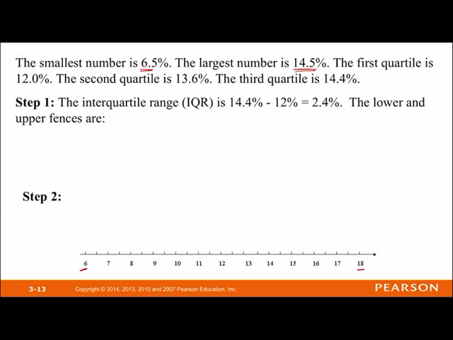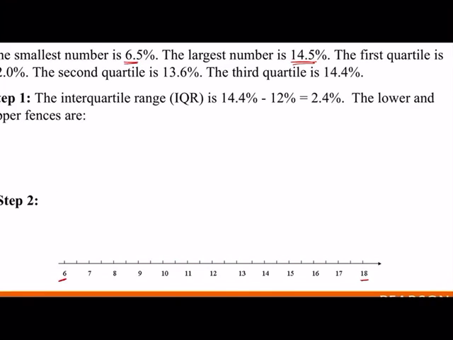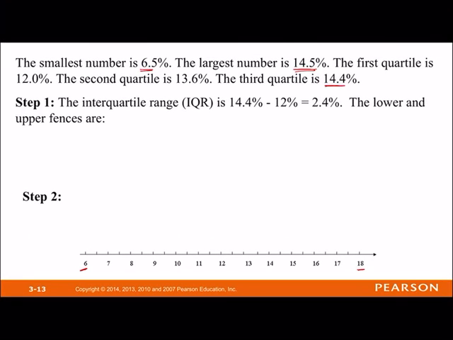So first let's find our IQR, because we're going to need that interquartile range to determine what our lower fences and upper fences are. So our IQR is Q3 minus Q1. Q3 is that 14.4 from right here, and our Q1, the first quartile, was 12.0 from right there. When you subtract them, you get 2.4. So that is your IQR.